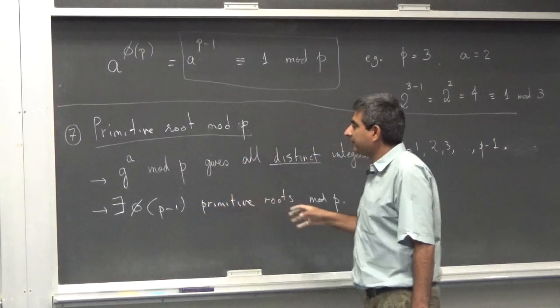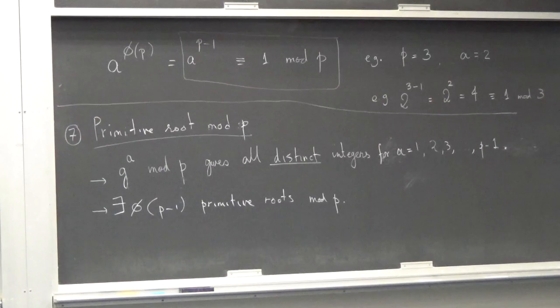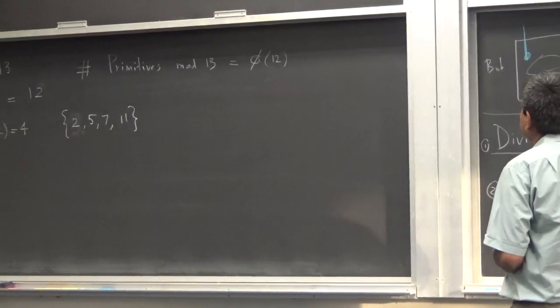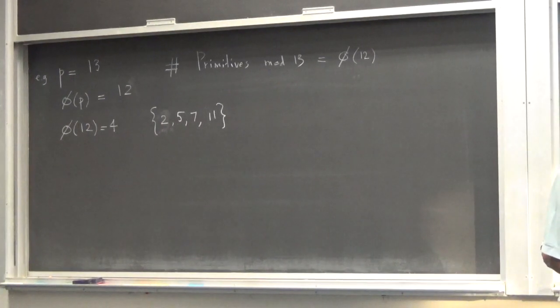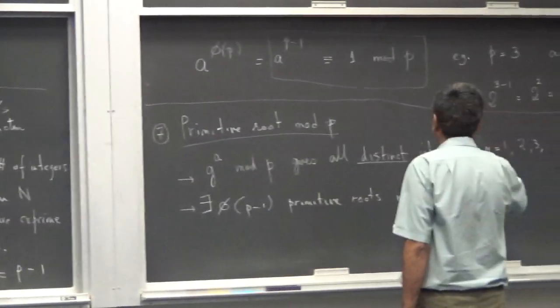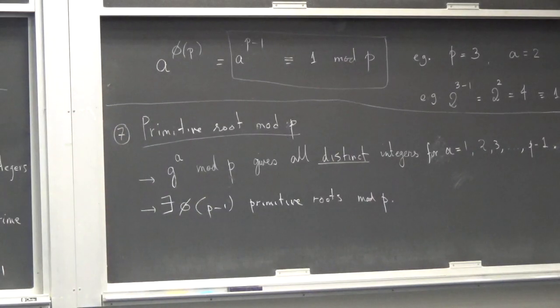Okay, so we need to find numbers. Have I defined this properly? So g to the a mod p gives all distinct integers. Just a minute, please.